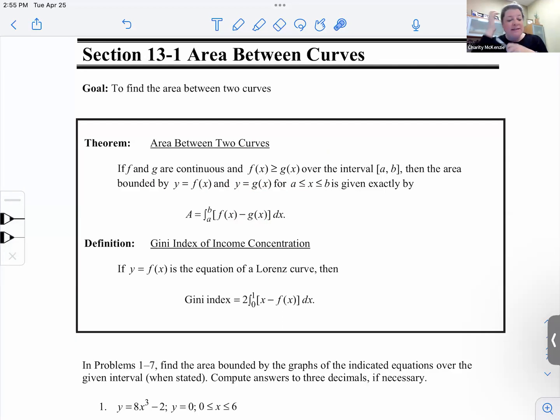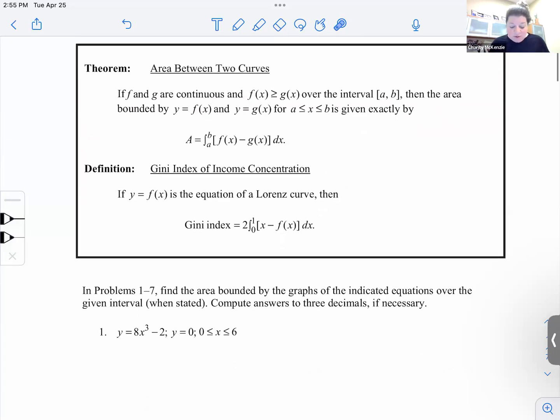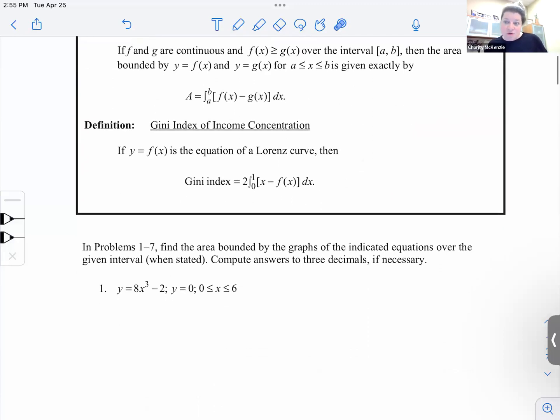When we do these, I'm going to do the first one by hand, and then for the rest, there are some that you will have to use technology. It will tell you that. We don't have the antiderivative tools to do all of these by hand. It also talks about the Gini index of income concentration, because that is an integral, and it always goes with the 2 from 0 to 1 of whatever the x value is minus the function.